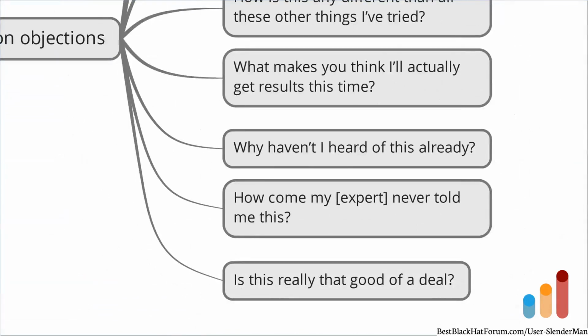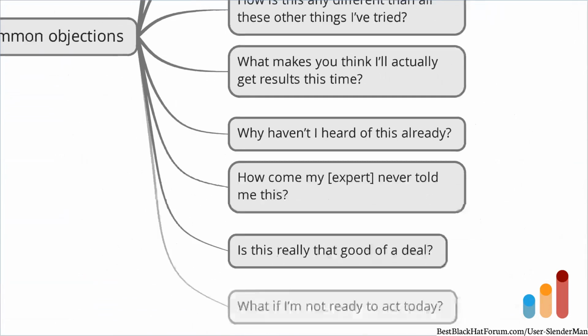Is this really that good of a deal? So you have to address the objection. If we're really stacking on the value and really trying to convey that you're getting a ton of value for very little, how can you speak to that specifically to underscore that this is really that good of a deal, that you're not just making up some arbitrary value numbers? So you have to underscore that.